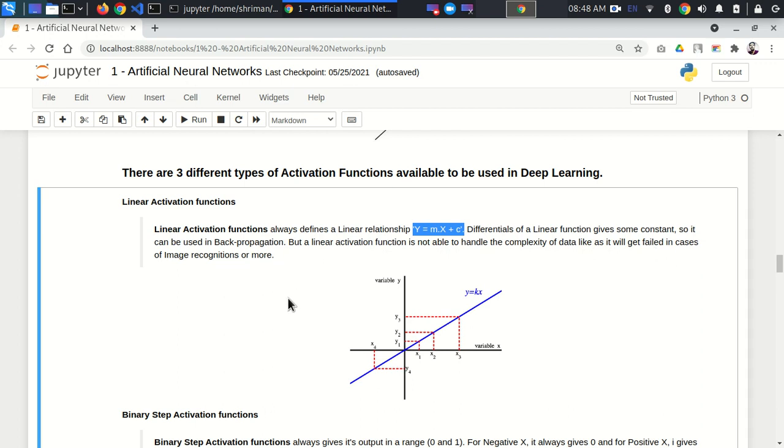So whenever you select an activation function for your use case, people thought, okay, fine, we can try to use this linear activation function, y equals mx plus c. In this equation, m is the slope. Slope means the change in y with respect to x, and c is the intercept. Intercept means at which point of y this line is intersecting the y-axis.